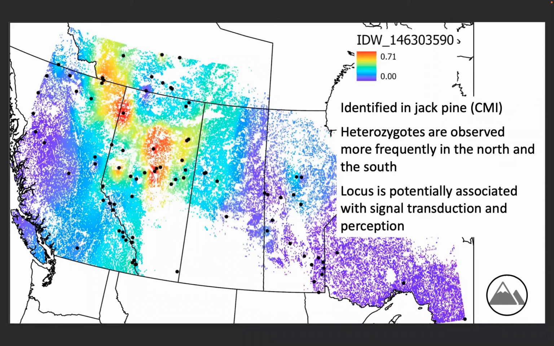And then the third example, this one was pretty fun. It was a locus again identified in jack pine, but associated with climate moisture index. And in this one, heterozygotes were observed more frequently in the hybrid zone in both the north and the south. But it was really interesting to me because we see that the blue color is in both parentals, and the blue color means pretty much 0. And so this suggests that there's some sort of heterozygote advantage in that hybrid zone for this locus. And again, it's associated with signal transduction and perception. I mean, come on, let's drool over these annotations because they're so much fun.